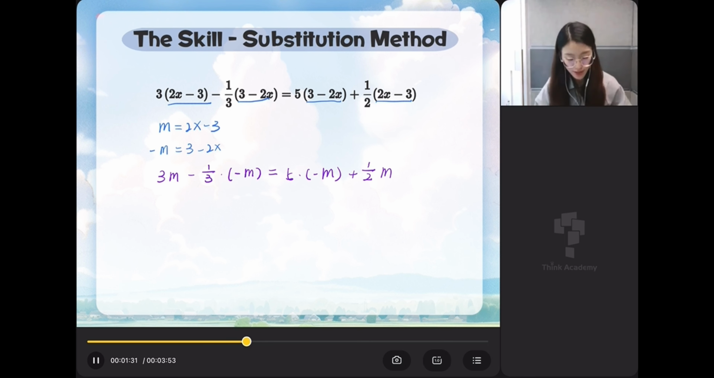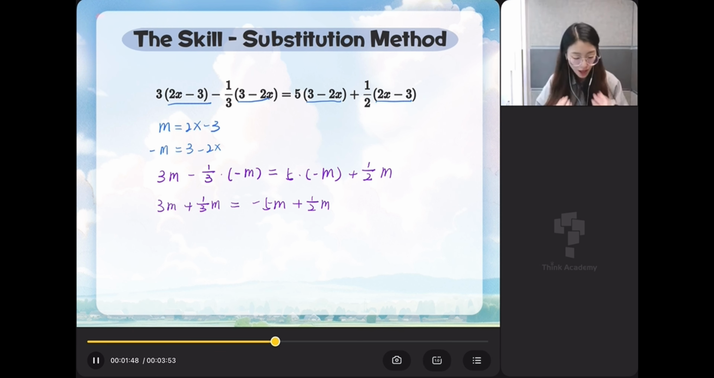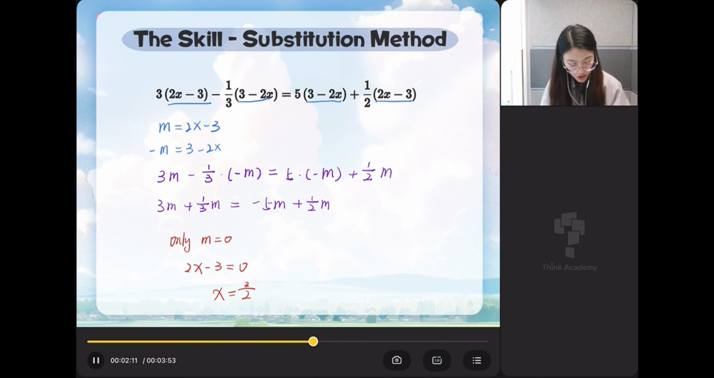Okay, now let's simplify this. We have 3m minus 1/3 times negative m, which will be positive 1/3 times m, equals negative 5m plus 1/2 times m. Now it's obvious that the equation is true only when m equals 0, right? So if m equals 0, we find that 2x minus 3 equals 0. So finally, x is directly equal to 3/2.